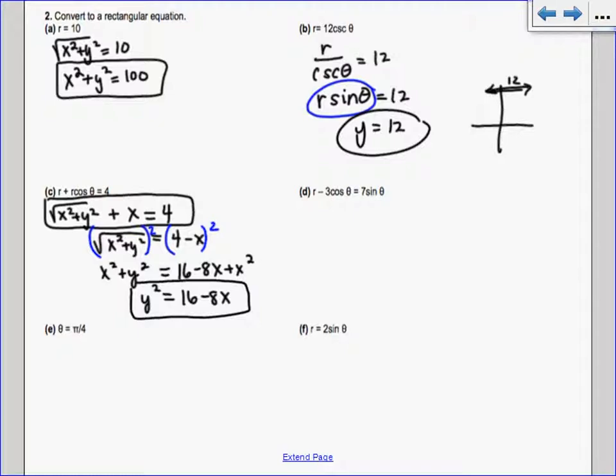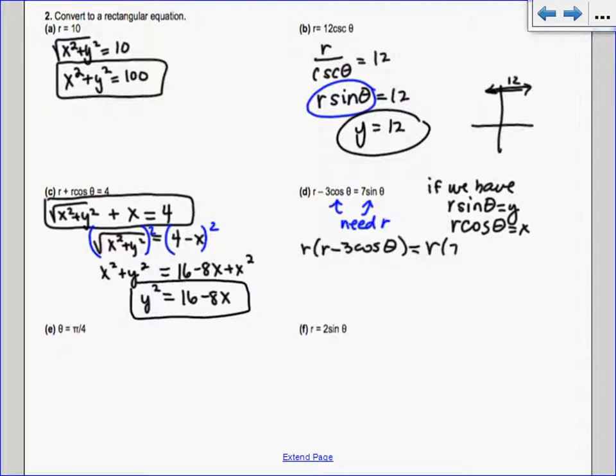So if I have r minus 3 cosine theta equals 7 times sine theta, we know that r sine of theta is y, and r cosine of theta is x. We're almost there here, but we're missing r's, right? So what we're going to do is multiply both sides of the equation by the same thing. We're going to multiply through by r. So we have r times r minus 3 cosine theta equals r times 7 sine of theta. And when we do that, we get r squared minus 3r cosine of theta equals 7r sine of theta.